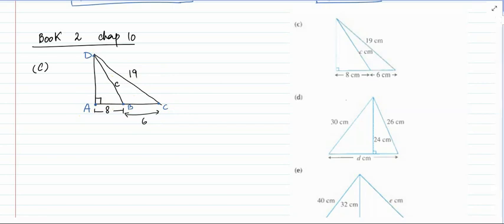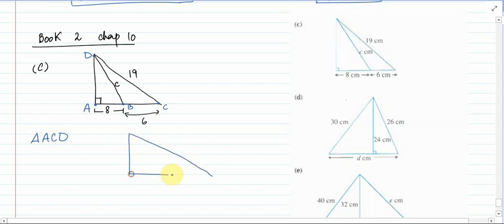Now at first I am going to pick the triangle A, C, D, the larger triangle. Now, if I plot the triangle ACD only, the length of D to C is 19 and the length of A to C, the complete length, is known, that is 14. It means that I can find the value of AD, right, by simply using Pythagoras. So it will be 19 squared equals x squared plus 14 squared, right?